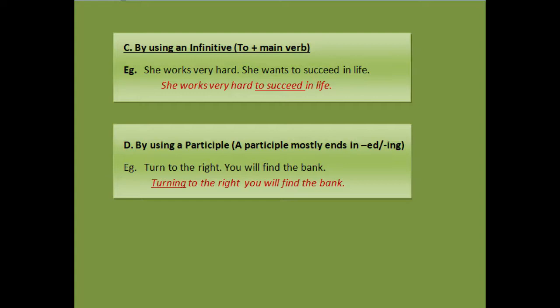Example: Turn to the right, you will find the bank. When combined: Turning to the right, you will find the bank. So the verb here, turn, is changed to turning, adding -ing.